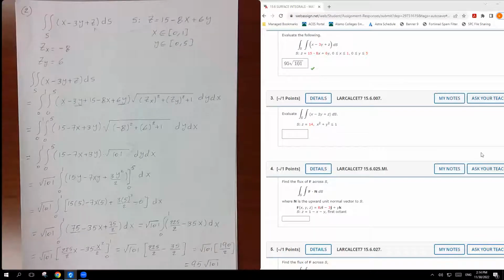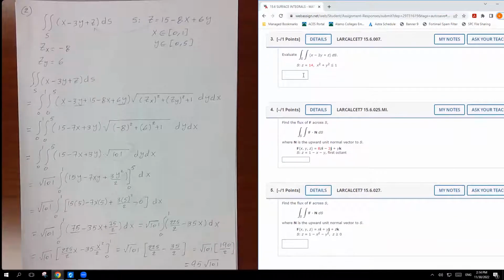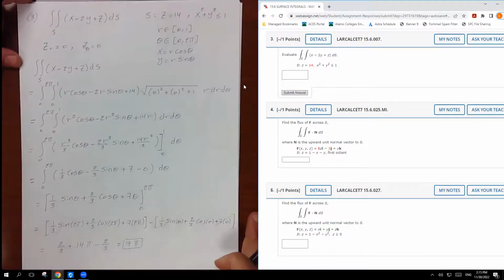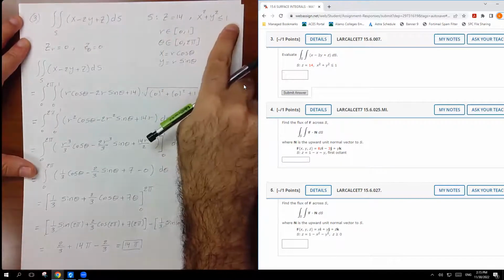We got it right. Let's move to number 3. So for number 3, it's exactly the same steps, but check here, we have z equals 14, and we have x squared plus y squared less than 1. This is a circle. So let's check how we're going to solve this one. So for number 3, we have z equals 14, and here is the circle, and the radius equals 1.